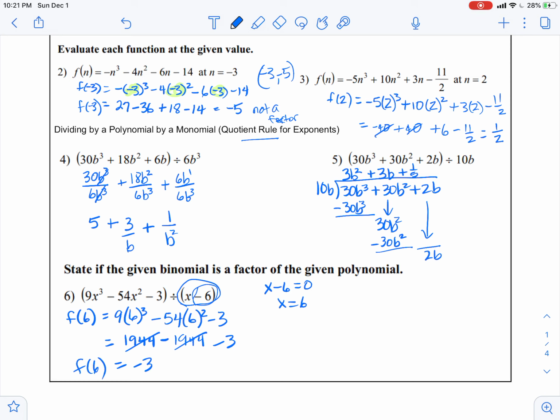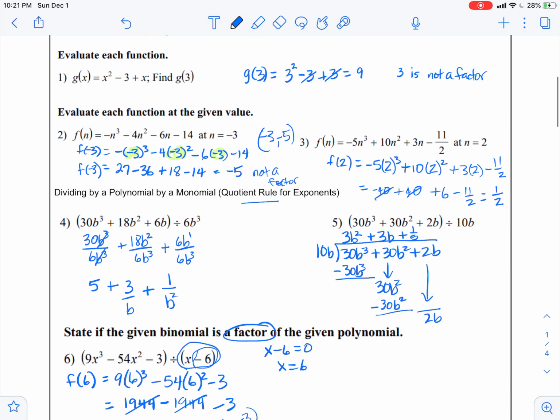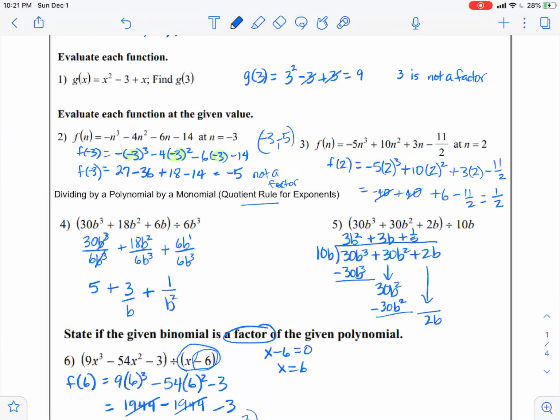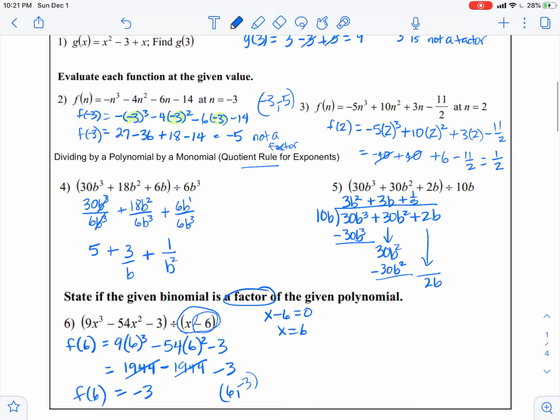So f of 6 is a negative 3. Again, what that means, when x is 6, y is a negative 3, and that is not a factor, okay? Because again, remember, if it's a factor, we're wanting it to equal 0, okay? So that is the first part of division.